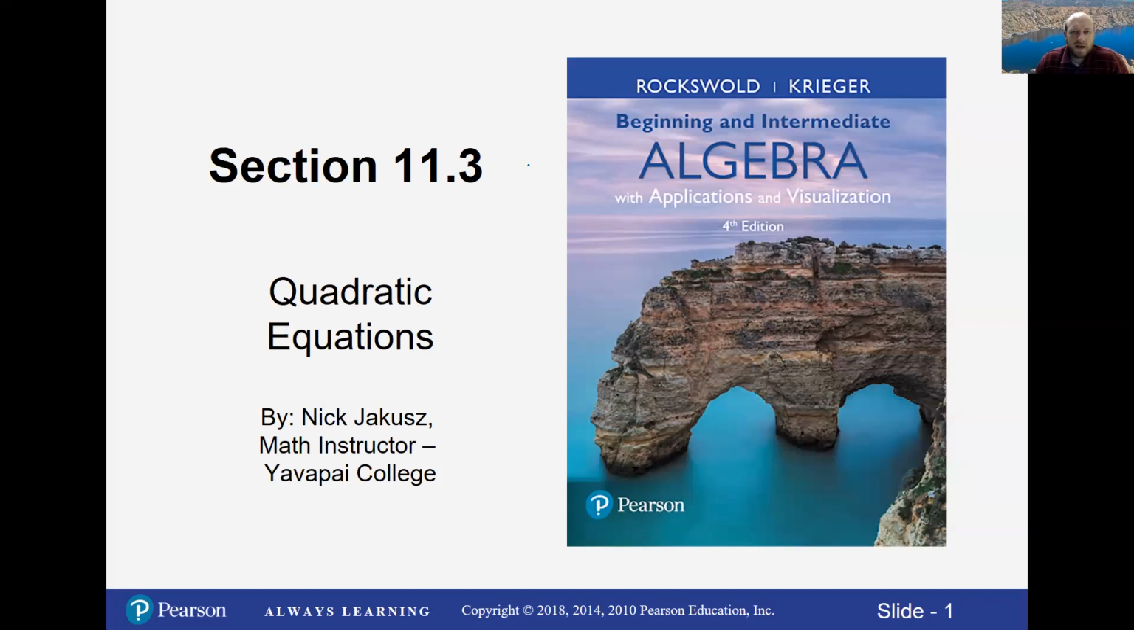Today we're going to continue on with quadratics. We have seen graphing different quadratics. We have translated them both vertically and horizontally. Today we're going to talk about quadratic equations. So let's get started.